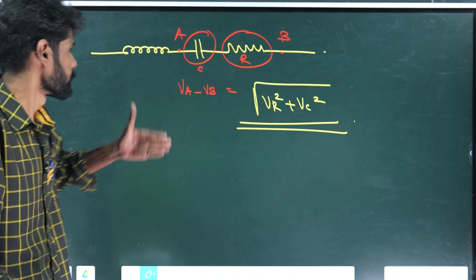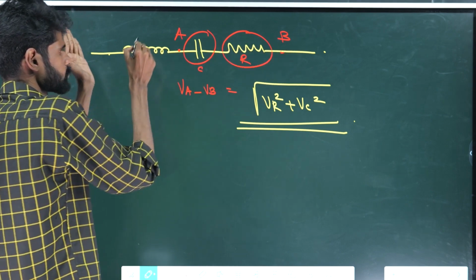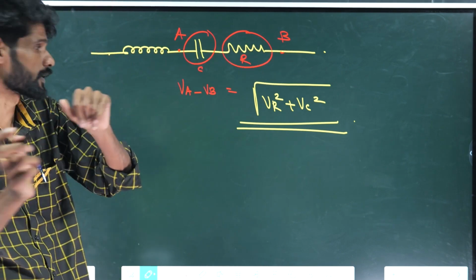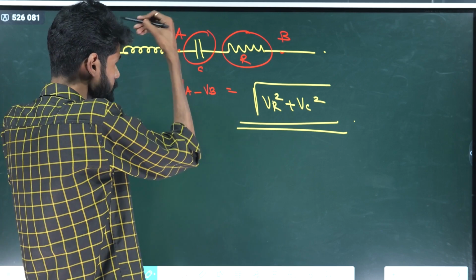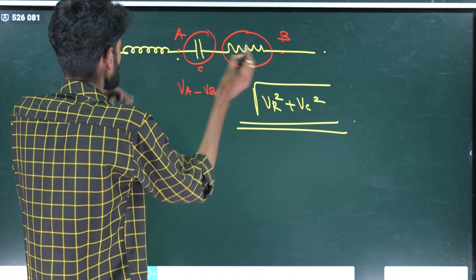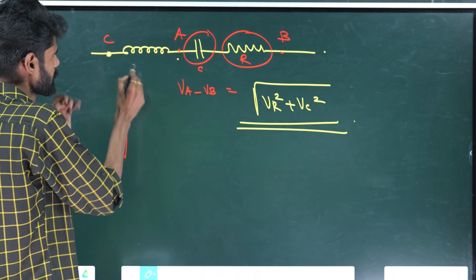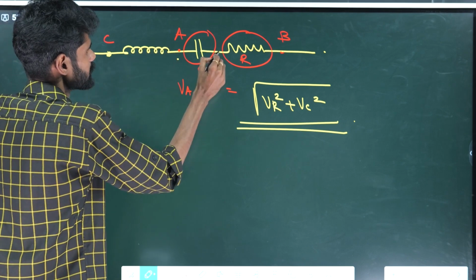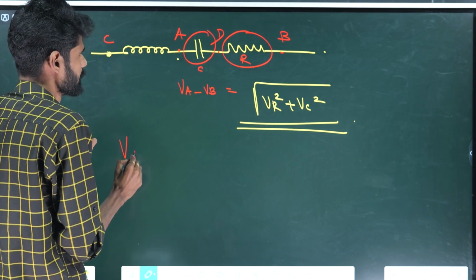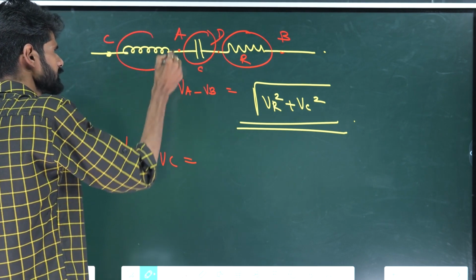To find the potential difference across the RLC directly, it is root of R square plus XL minus XC the whole square. That is, VR square plus VL minus VC the whole square between A and B. If asked for any two elements, what is the potential difference between C and A? Across the inductor, C and D, VD minus VC, here it is IXC, this is IXL.